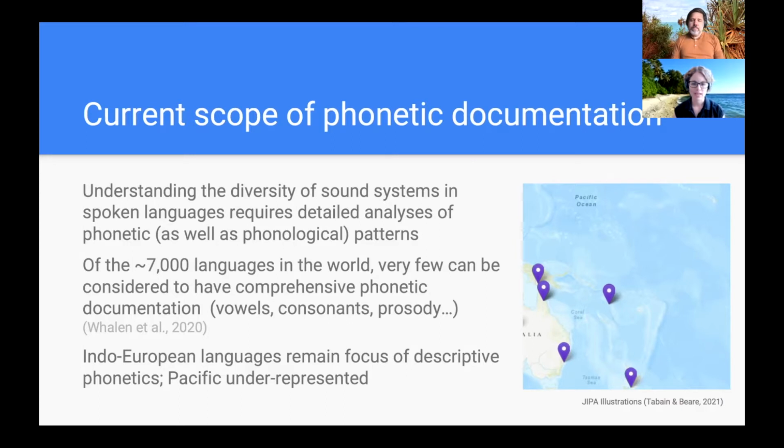And of the 7,000 or so languages in the world, there are very few that can be considered to have comprehensive phonetic documentation, so detailed analyses of the vowels and the consonants and the prosodic patterns and other aspects of the system. In recent decades, Indo-European languages have very firmly remained the focus of descriptive phonetics, and the Pacific is particularly underrepresented in phonetic descriptions, as you can see from the map on the right there showing phonetic descriptions from the Journal of the International Phonetic Association.